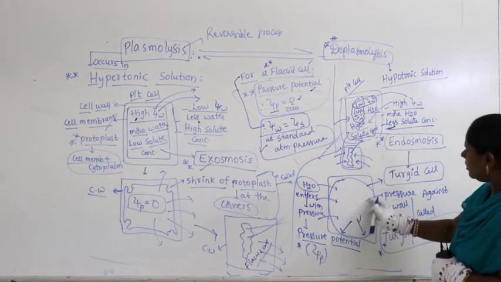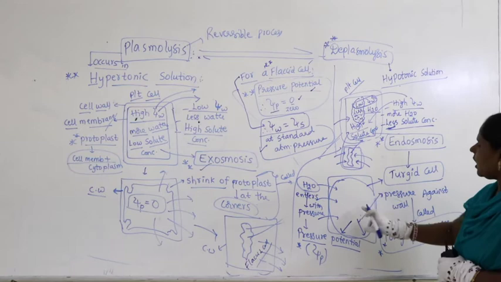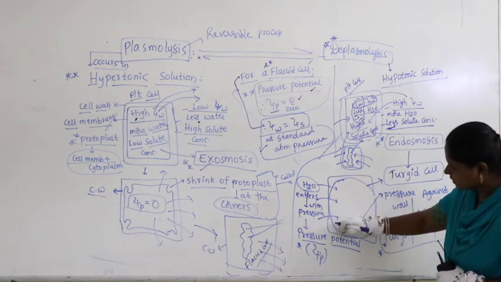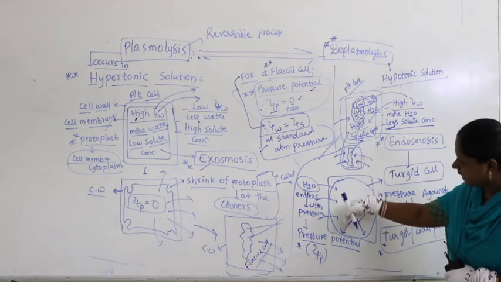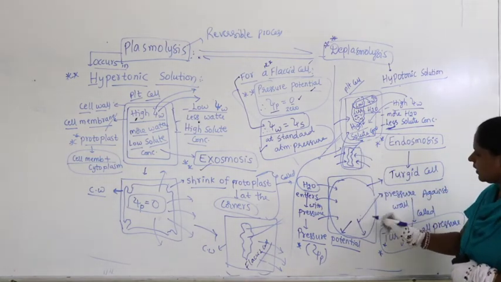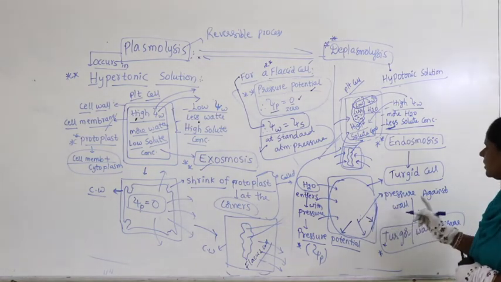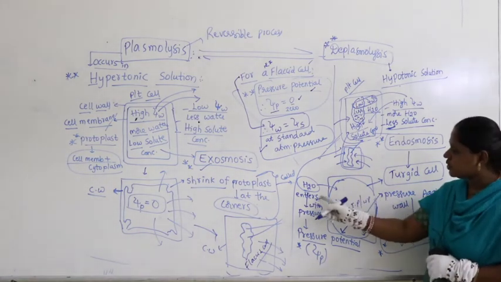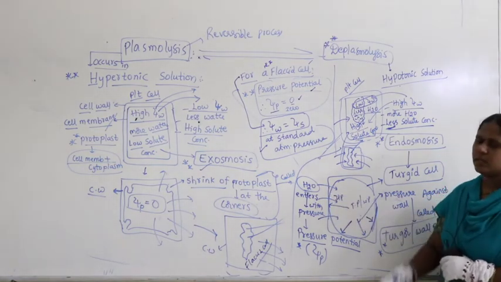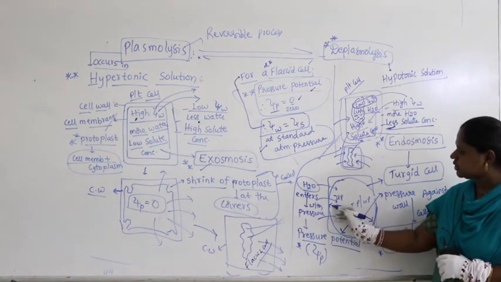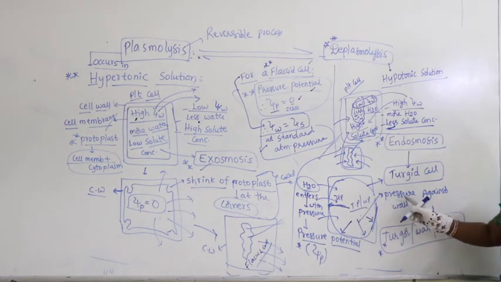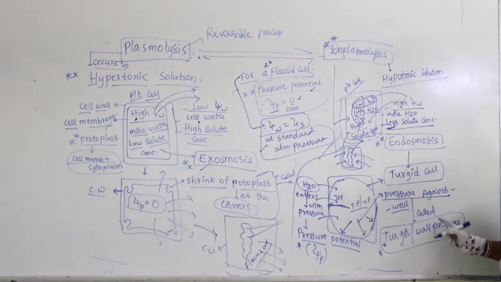After filling the cell totally, water again starts moving in different directions, comes back and touches the protoplast. As water comes in the opposite direction, touching the wall, whenever pressure exists against the wall, it's called turgor pressure or wall pressure. The pressure with which water enters across the protoplast is pressure potential. Against the wall, whenever water touches the wall with pressure, that is called turgor pressure or wall pressure.